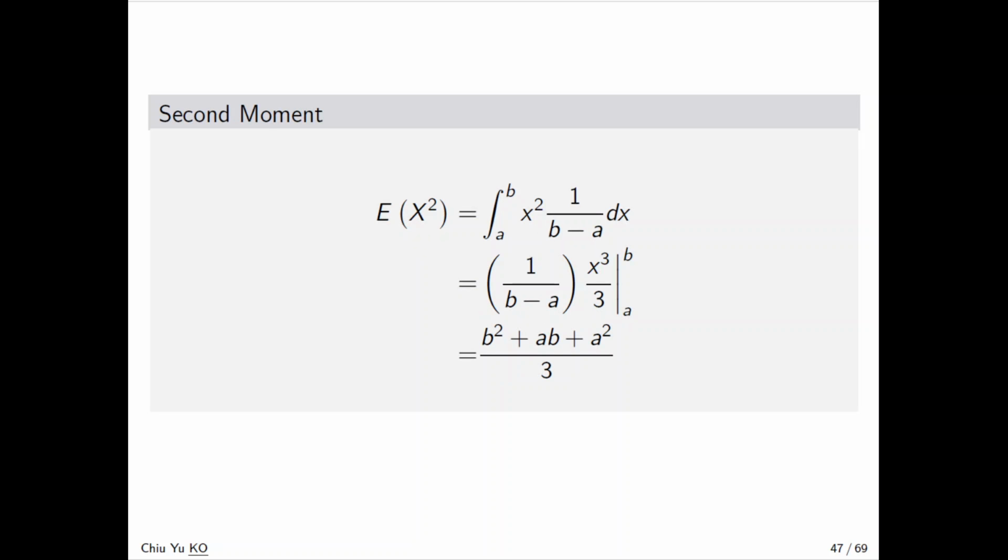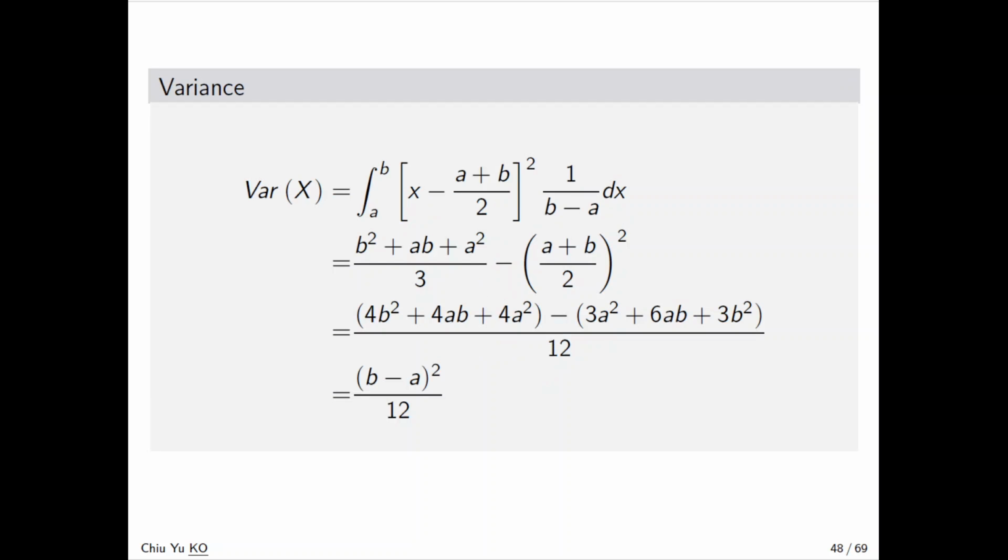Okay, so to calculate the variance, again we do the second moment. E of x squared is the integral of x squared times this density, and you take the constant out. The integration gives x cubed over 3, and you take b cubed minus a cubed, which factors into b squared plus a squared plus ab. So that is why we have this.